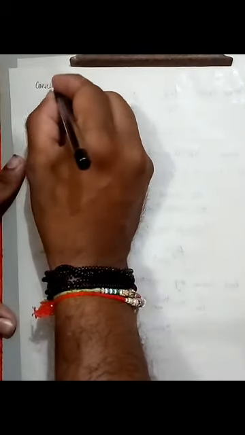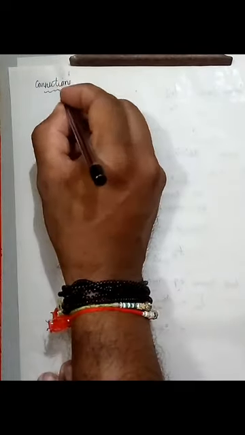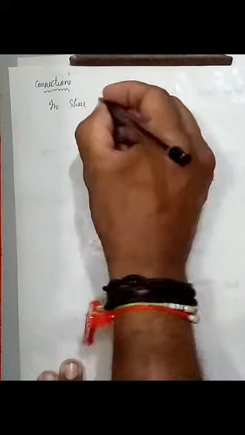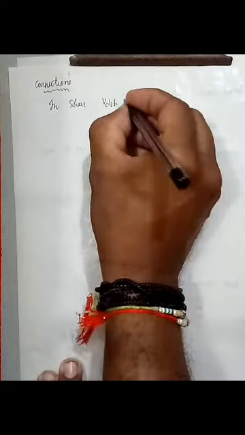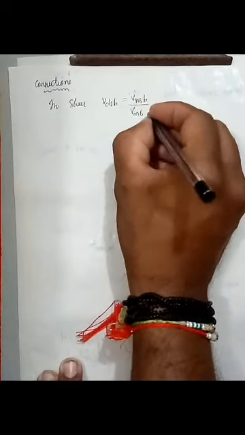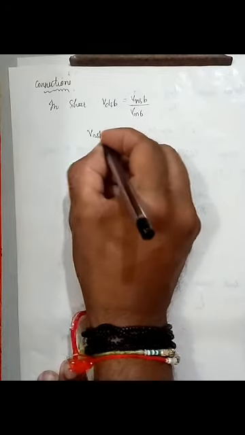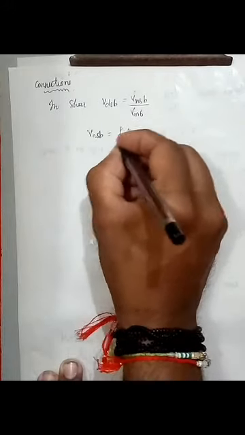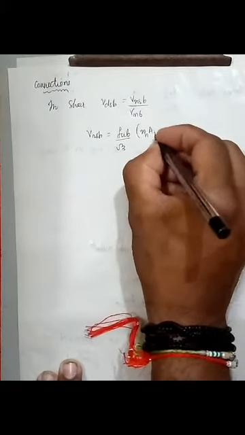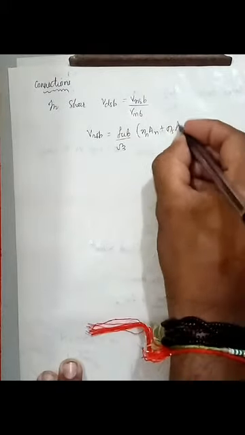So now connections for your top chord. In shear, Vdsb is equal to Vnsb by gamma mb. So Vnsb is equal to what? It's fub by root 3 into (nn An plus ns As).